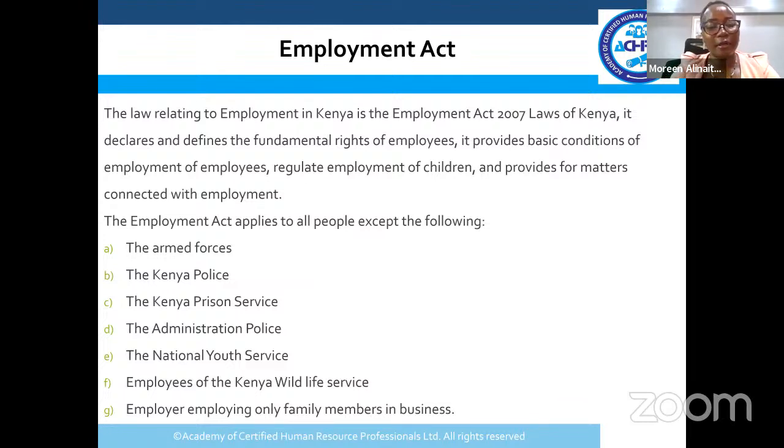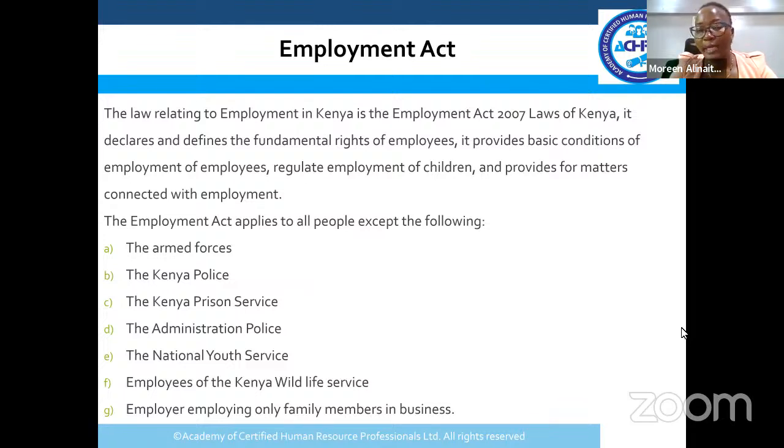It does not cover the Kenya Police. It does not cover Kenya Prison Service. It does not cover the Administration Police. The National Youth Service does not fall under this category. Also, it does not cover employees of the Kenya Wildlife Service. It also does not cover employers employing only family members. You're wondering why? These particular categories of people have other laws that cover their type of employment.